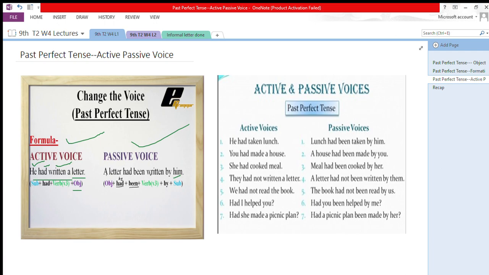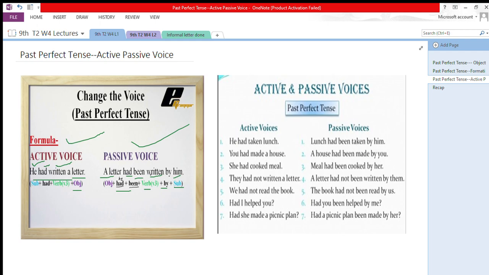A letter will take the place of subject. Now, "had" will be changed into "had been". You will have the addition of one more helping verb, that is "had been", and the verb's past participle will remain. As I have told earlier, perfect tenses always use the third form of the verb. And here you have the addition of the preposition "by", and it would be followed by the subject, which was in the active voice, "he", and now it would be changed into "him". A letter had been written by him.